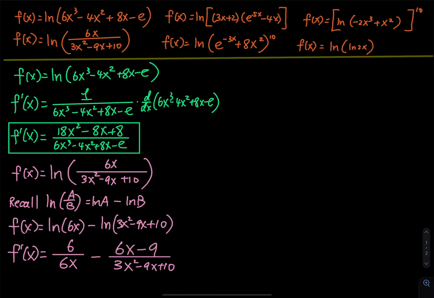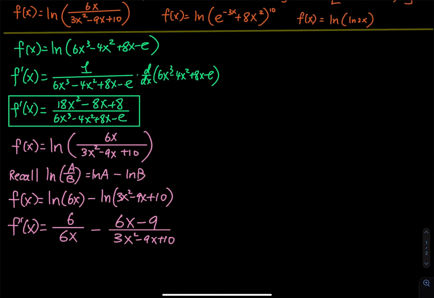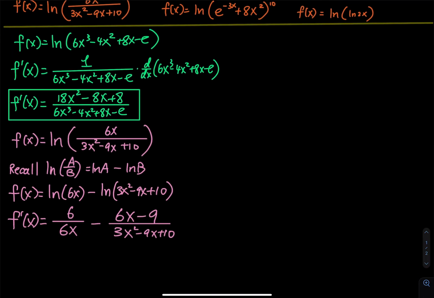Minus 9, the derivative of 10 is equal to 0. And then this one you can simplify the 6, and that gives you the final answer. So this one you have f prime equals 1 over x minus (6x minus 9) divided by (3x squared minus 9x plus 10).